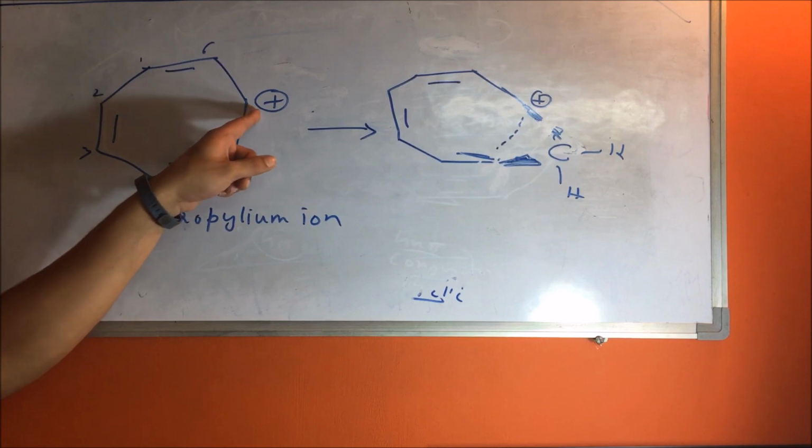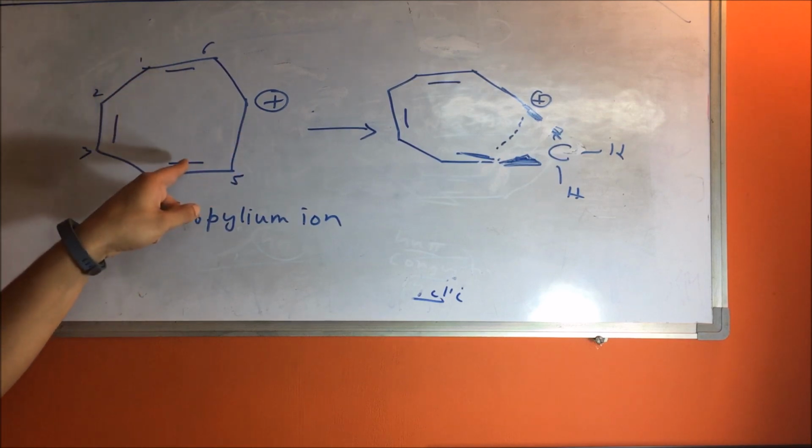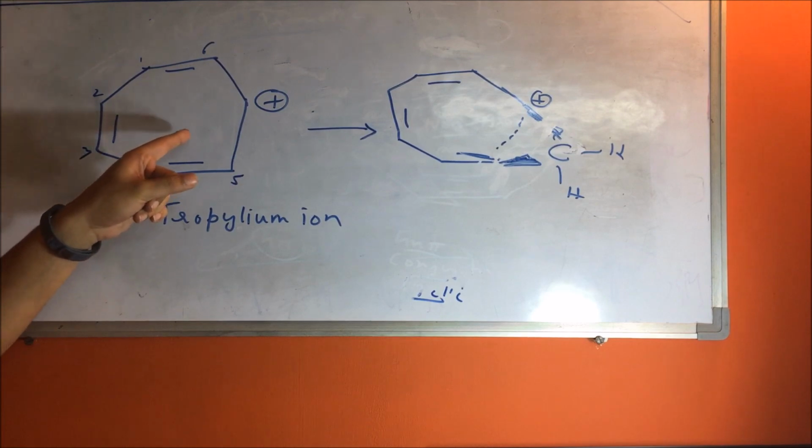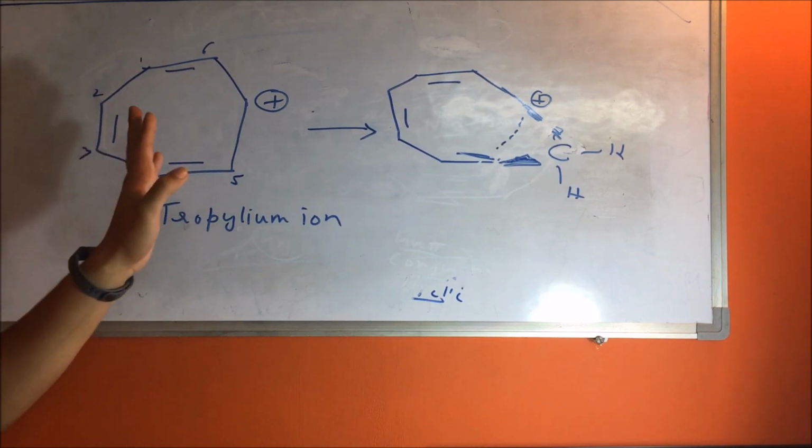So this is also aromatic. Why? Because we have an empty p orbital over here, and there's no breakage in conjugation. It's a planar molecule. It's cyclic. It's following the 4n plus 2 pi Huckel rule because it has 6 pi electrons, and there's no break in the conjugation. So this is aromatic.